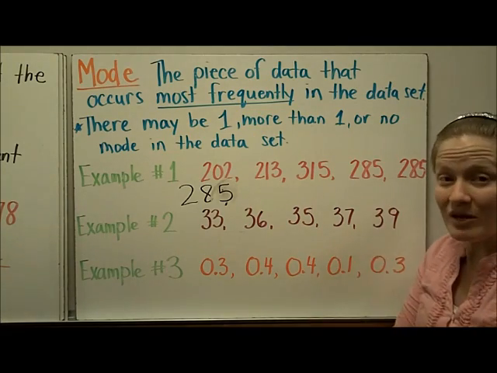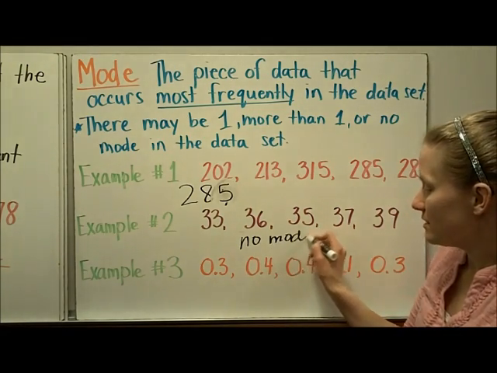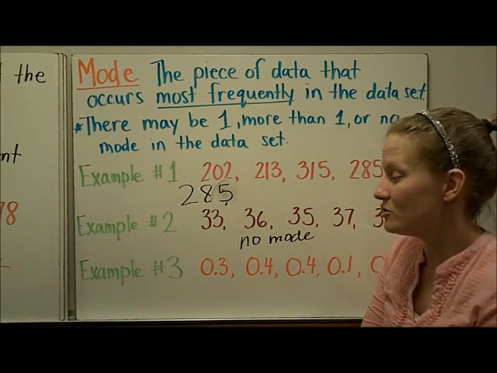In this set, I'm going to look and see for any repeated numbers. And there are no repeated numbers. So there is no mode in this set of data. Each of these data points only occurs one time, so there's no mode.